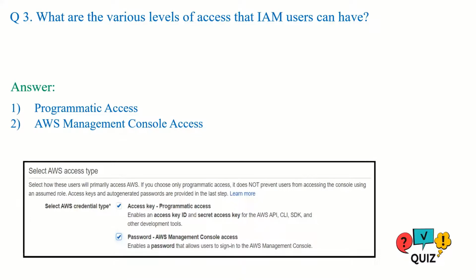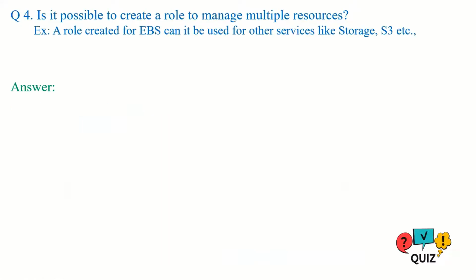Yes, so the first one, access key, if you select, you will have access to AWS resources through CLI, SDK, that is software development kit, and APIs. Suppose you have selected the second one, the password AWS Management Console access, you will have access to the GUI. Either of them you can select or both of them you can select while creating a user. That's good. So here comes the next one.